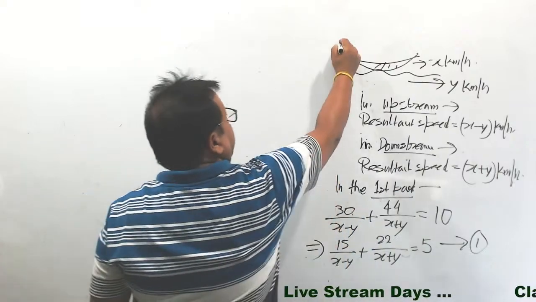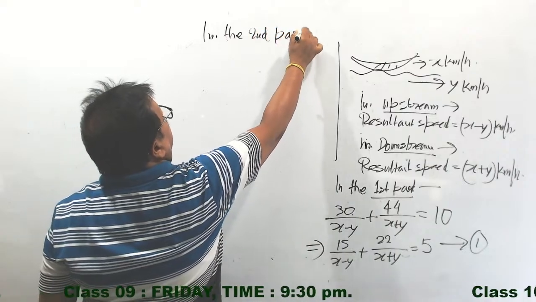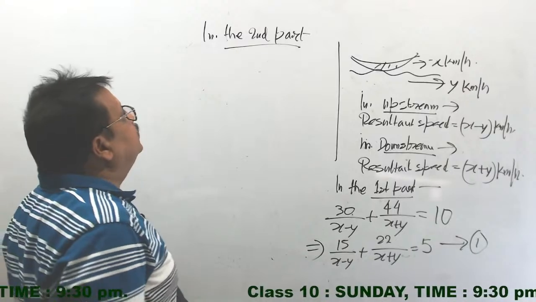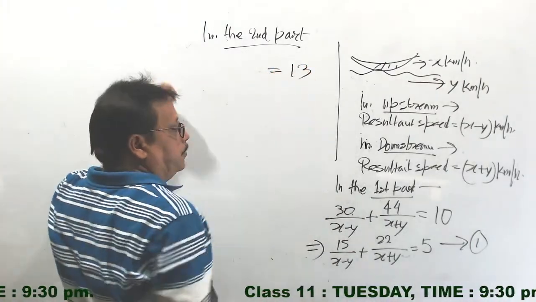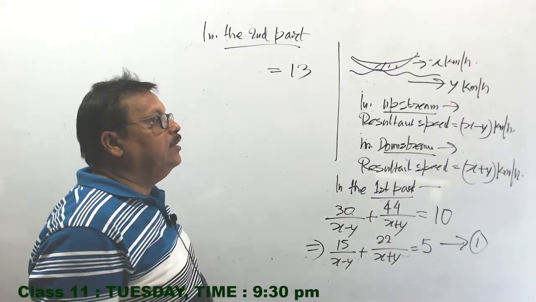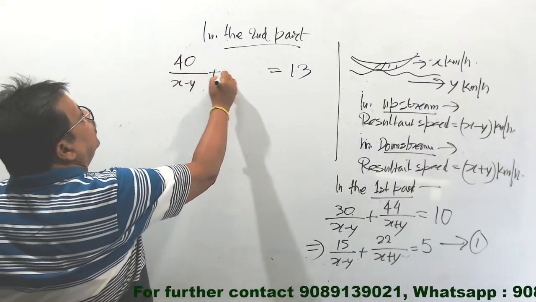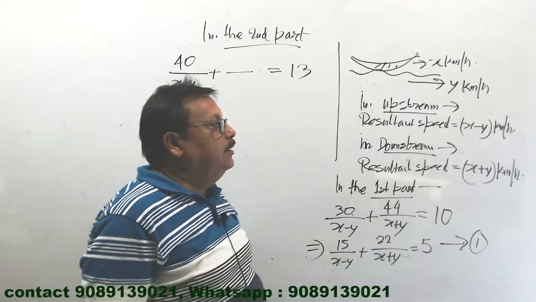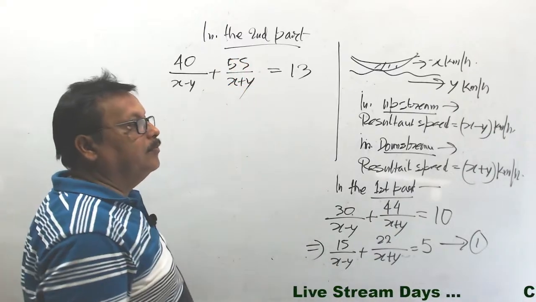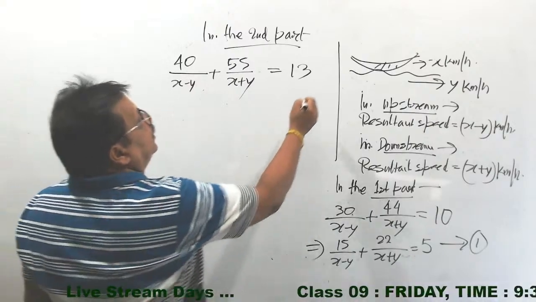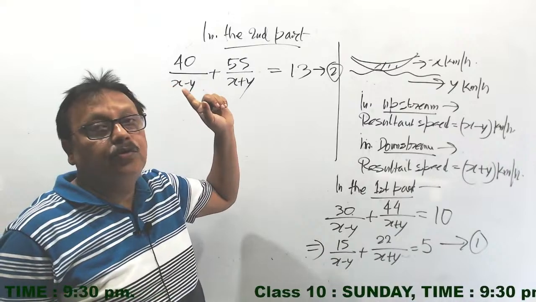In the second part, what are you getting? Total time is 13 hours. It can go 40 kilometer upstream, 40 by x minus y, plus 55 kilometer downstream, 55 by x plus y, equal to 13. Say it is number 2. You have to solve both equations 1 and 2 for the two variables x and y.